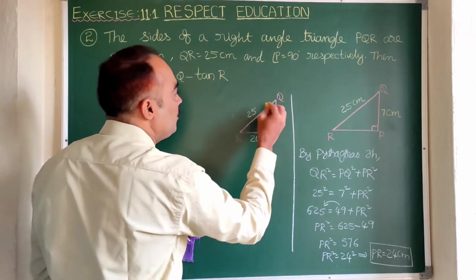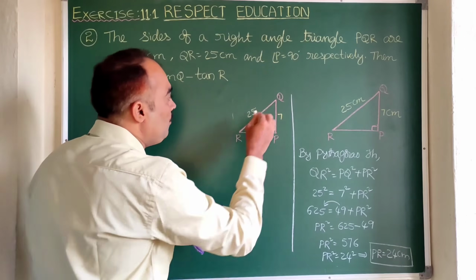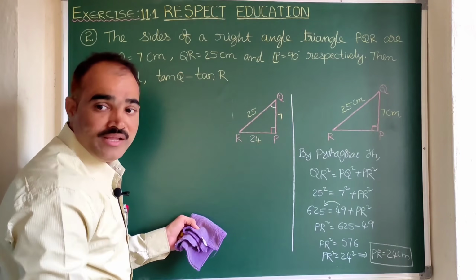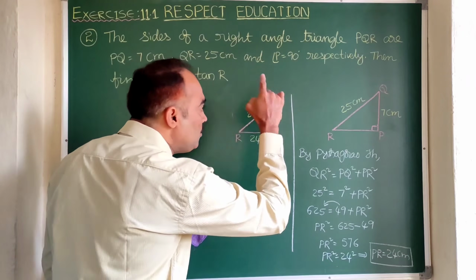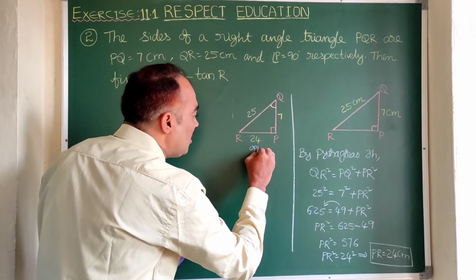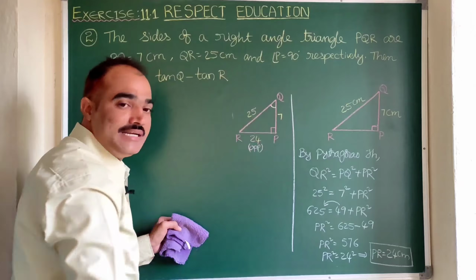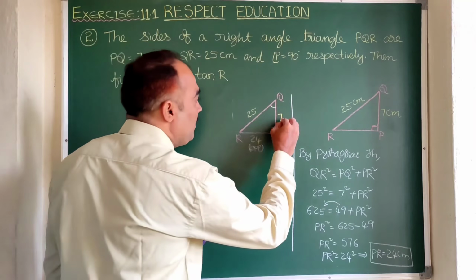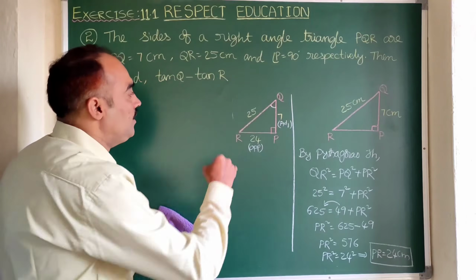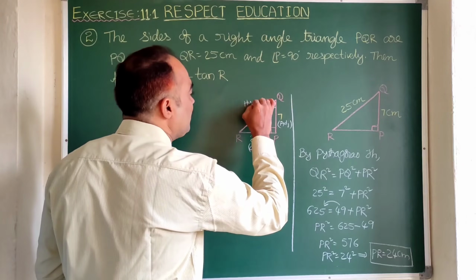That means Q. You just imagine that you are standing at Q. Where are you now? At Q. If you are at Q, what is the opposite side? PR. So this is the opposite side. And what is adjacent? QP. So this is adjacent. Then what is the hypotenuse? QR. So QR is the hypotenuse.